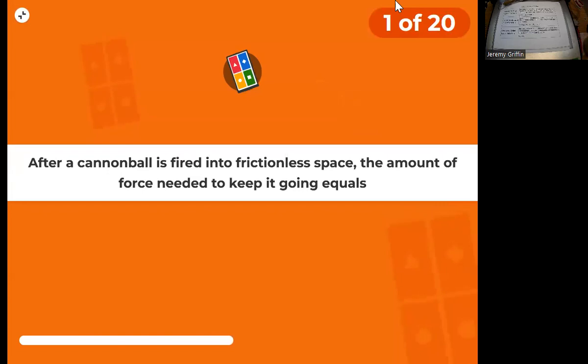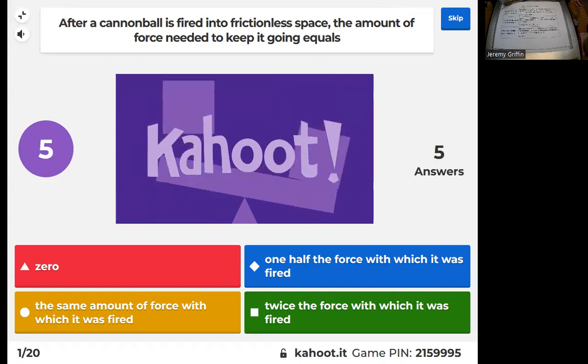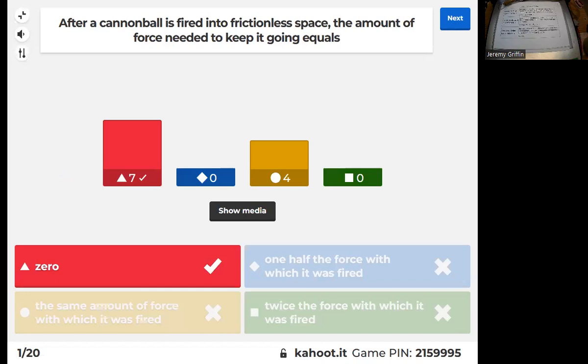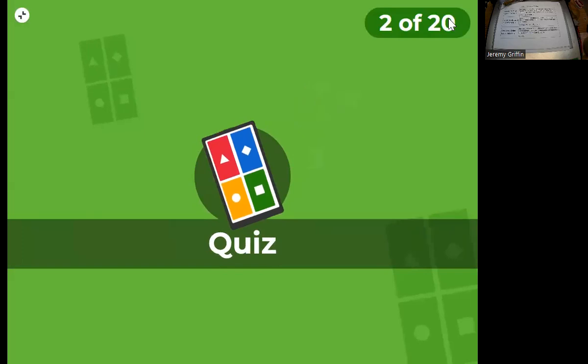After a cannonball is fired into frictionless space, the amount of force required to keep it going is zero newtons. There's just the law of inertia right there. That's the same as the Voyager 1 spacecraft question. What's keeping it going? Just inertia. So no force, 0 newtons. It's just going through space. Math addiction, leading the pack. Bryn, Alex, Casey, Bella, Mateo.